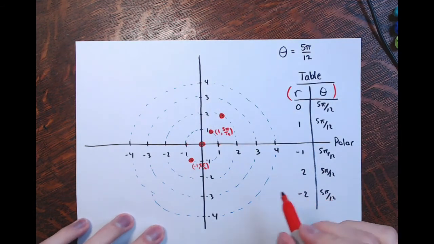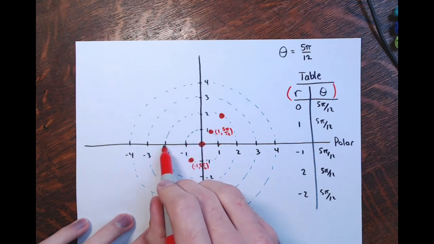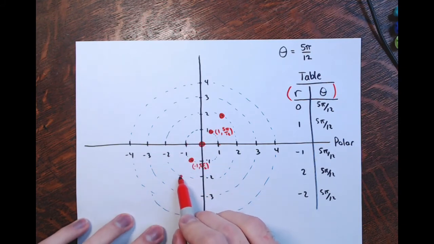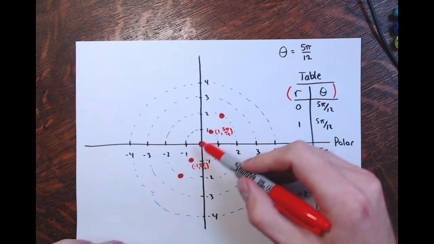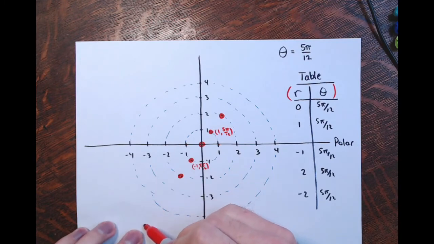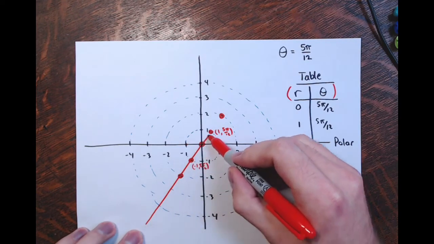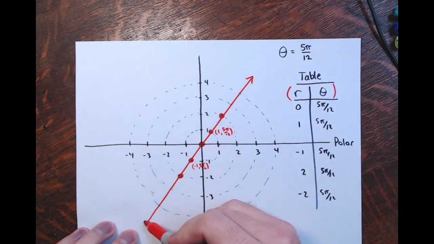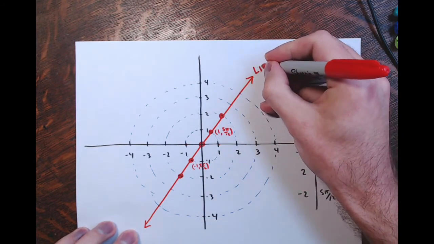(-2, 5π/12). So I go to -2 on the polar axis and travel counterclockwise 5π/12, 75 degrees. That lands me here. And look, indeed, this is happening. This is all of these points. It's a line. It's a line going through the origin.